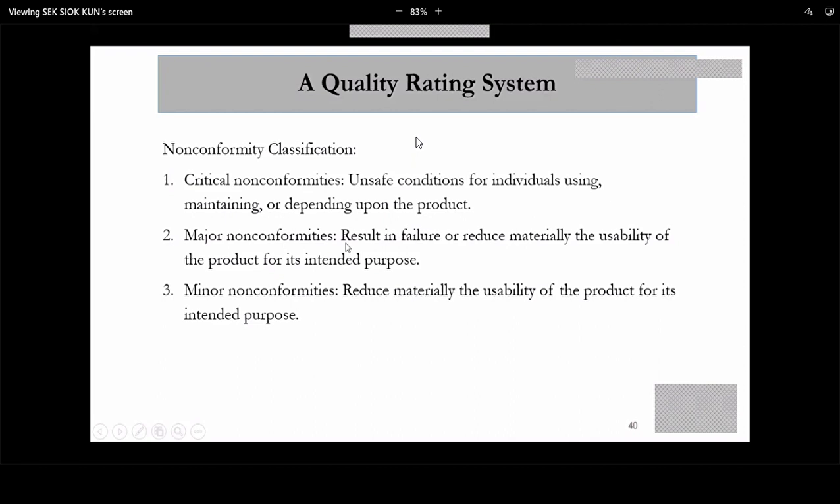For the major non-conformity, it results in failure or reduces materially the usability of the product for its intended purposes. So you can use it, but it will come up with some error or failure from time to time. While for the critical case, you cannot use it because the product may not be safe for use. For the minor non-conformities, you have a small mistake only, so this is still acceptable.